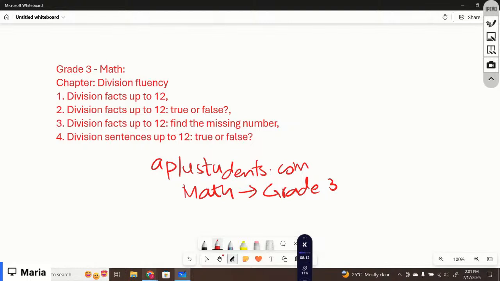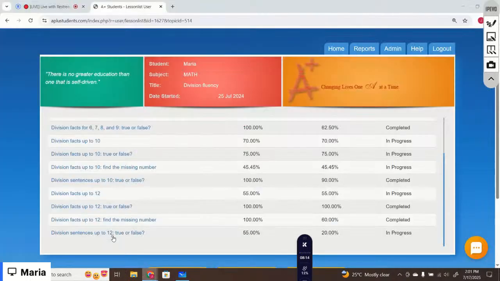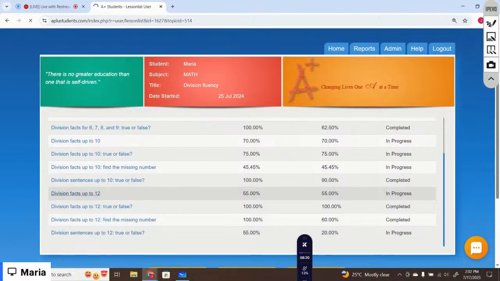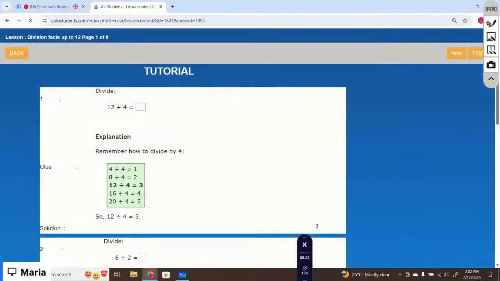Okay, here I'm on grade 3 math. The chapter we're on right now is division fluency. Let's just start with the lesson that is division facts up to 12.